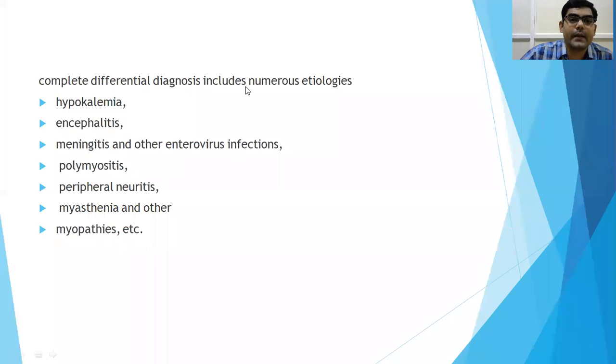So other important differential diagnoses include hypokalemia, encephalitis, meningitis and other enterovirus infection, poliomyositis and peripheral neuritis, myasthenia and other myopathies, etc. When we see these kind of cases, we have to report to the surveillance officer who is a medical officer. Okay.